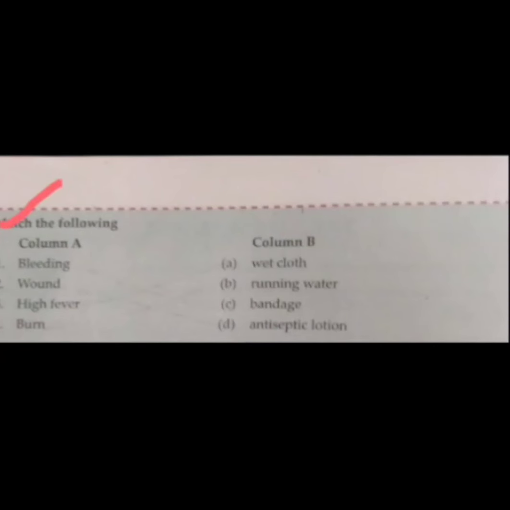Next is exercise C, match the following. In this, column A and column B are given to you. And some points are given in column A and some in column B. Here you have to match this column A with the column B. So, the first one is bleeding. And in case of bleeding, we should tie a bandage over that bleeding area. So, this one will match with C, bandage. Here we will write 1 for this one.